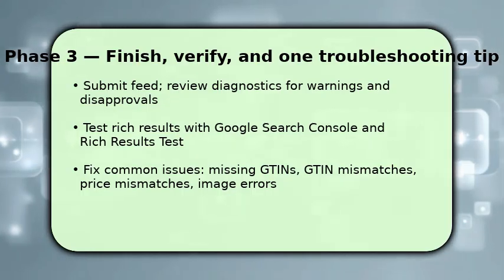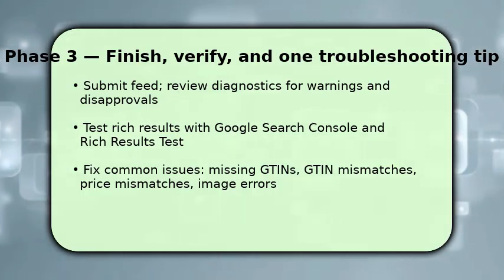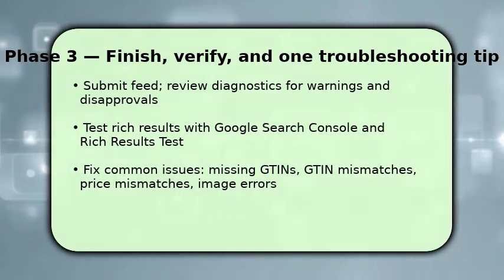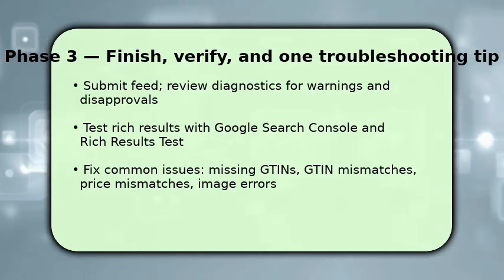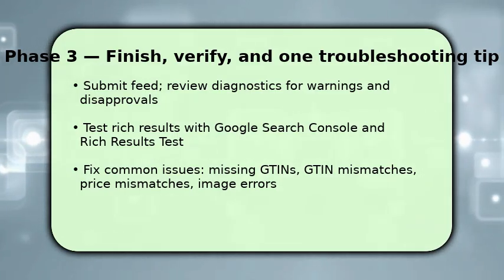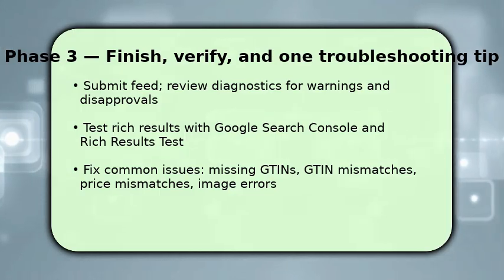If something goes wrong, for example disapprovals for missing GTIN or price mismatches, update the feed, reprocess, and use the diagnostics panel. That step typically resolves most listing failures quickly.